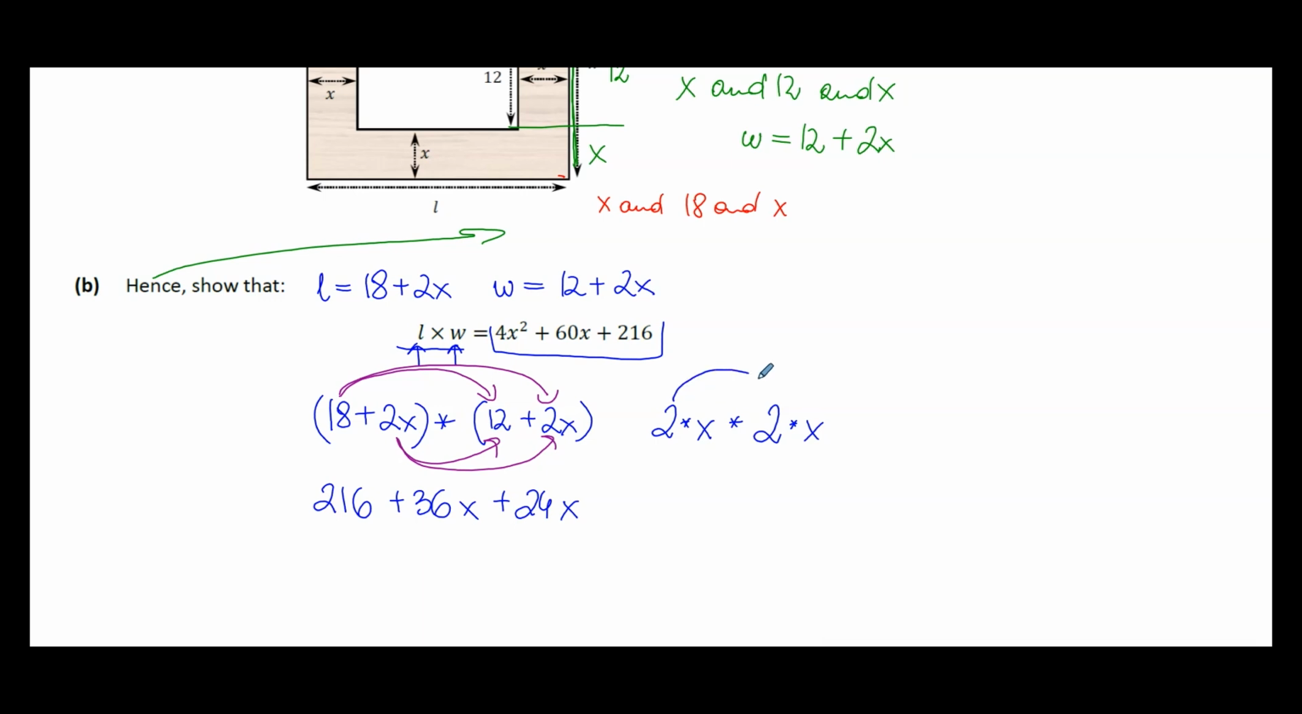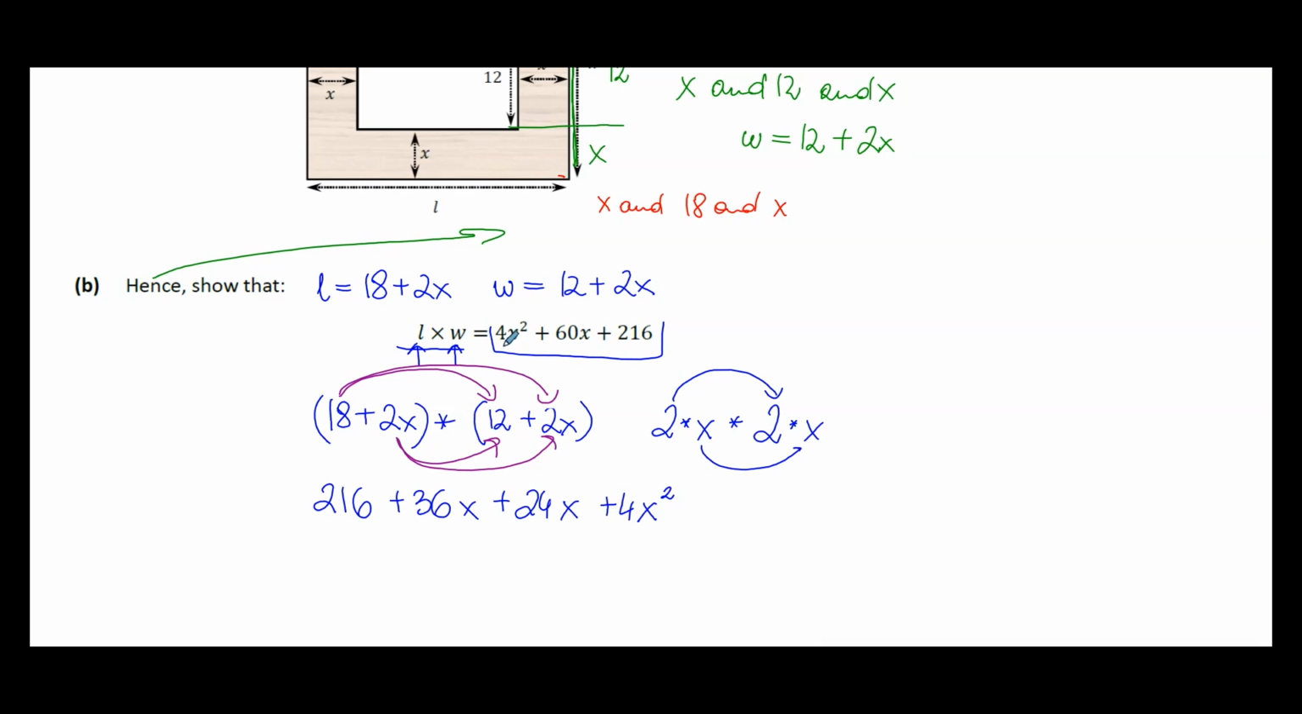So what I'm multiplying here is 2 by 2, which is 4. And then when I multiply x by x, I can't really multiply it. However, I can write it in a shorter version. I can say that is x to the power of 2, because x by x, that's what it means.